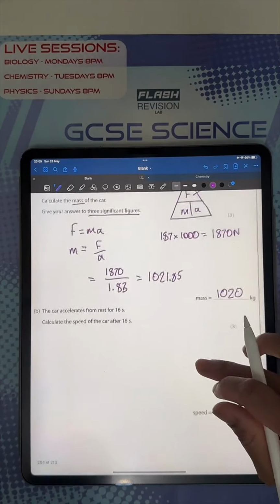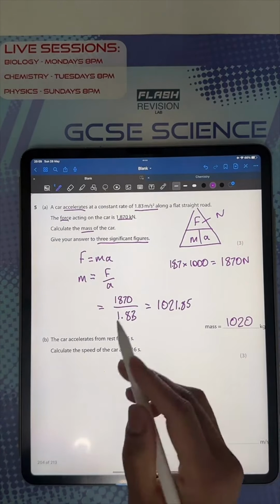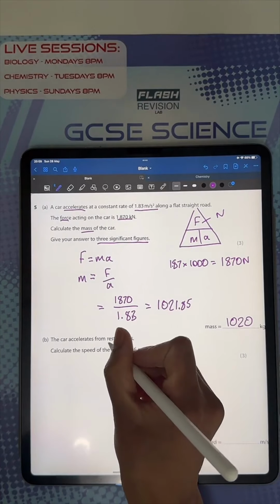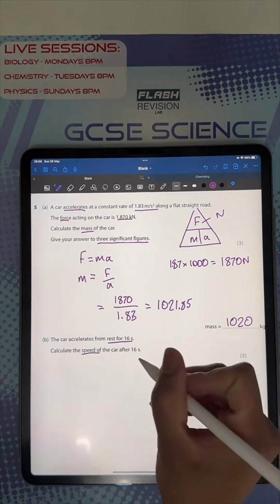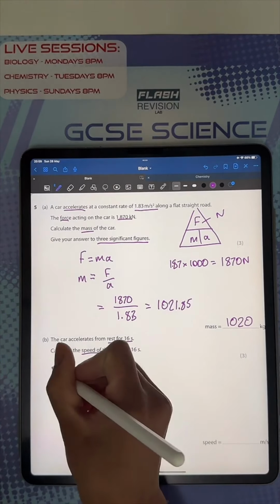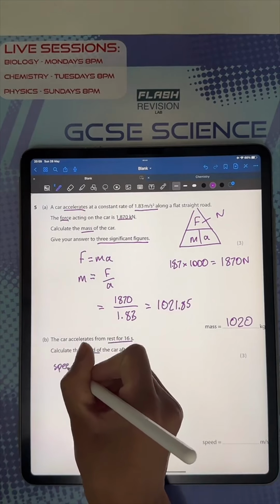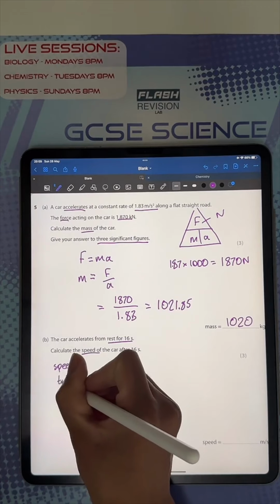Okay, next question. I think it links to this, so we'll keep this up as well. The car accelerates from rest for 16 seconds. Calculate the speed of the car. So what do we have here? We want to work out something with speed. From rest for 16 seconds, we've got time.